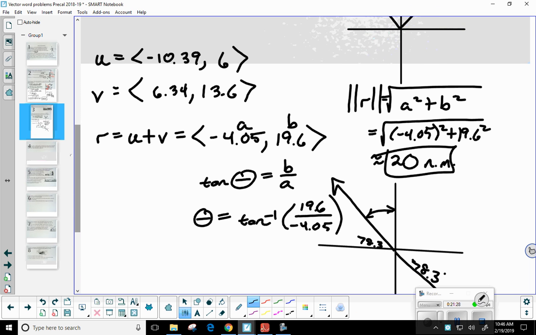So the ship is 20 nautical miles from port at what quadrant bearing? Okay, so I'll say 11.7 degrees west. There you go. Questions?